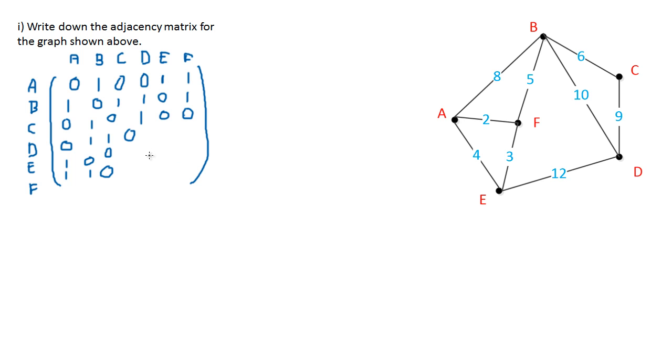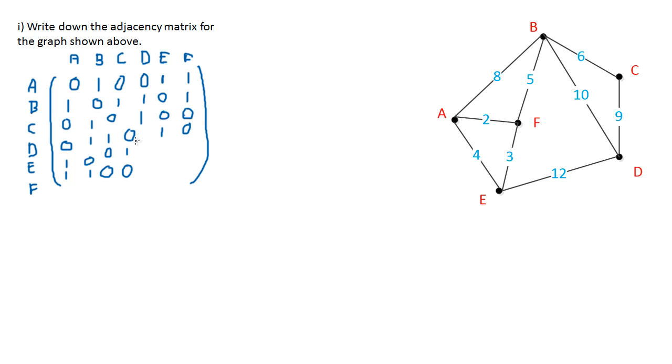Okay, now let's do D. Is there a connection between D and E? Yes, there is a connection between D and E. And 1 and 1. Is there a connection between D and F? No, so we've got a 0. And we've got a 0 there as well.